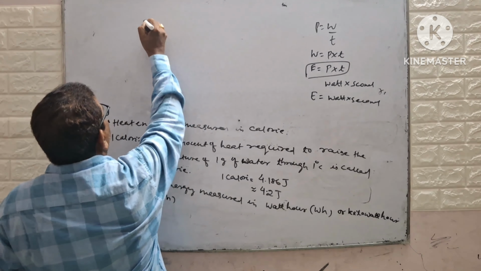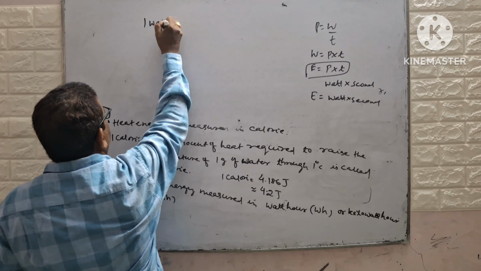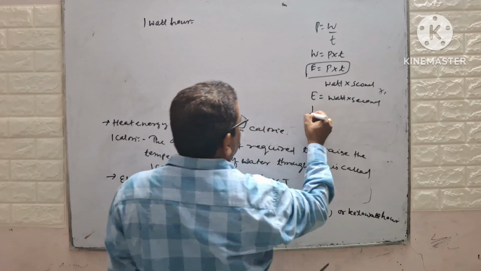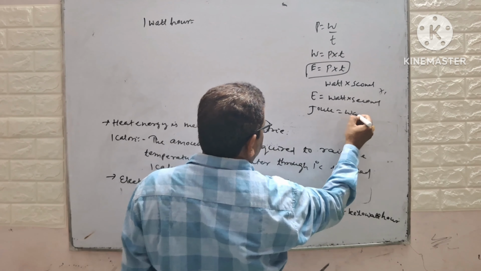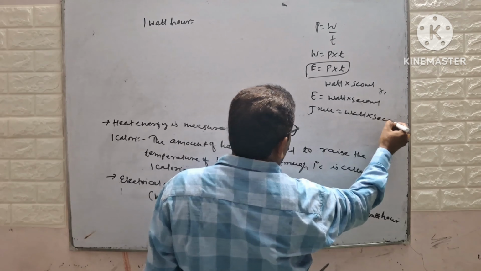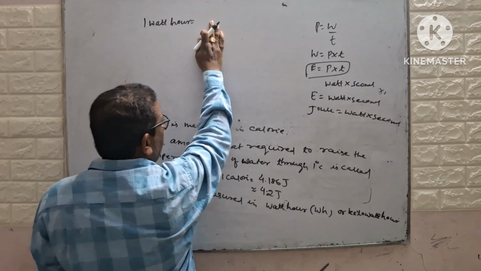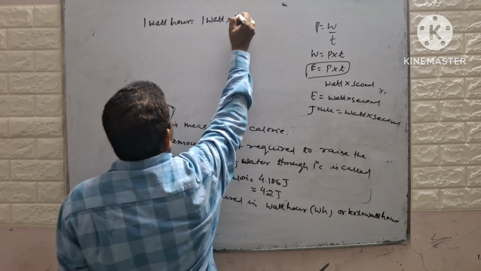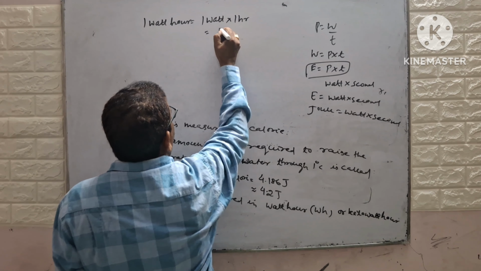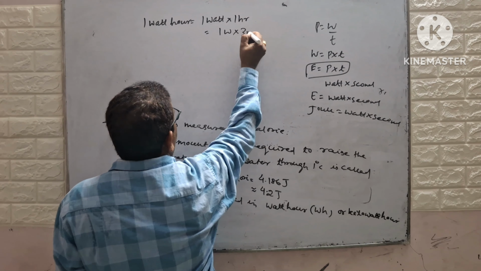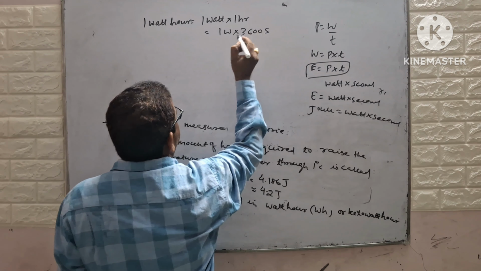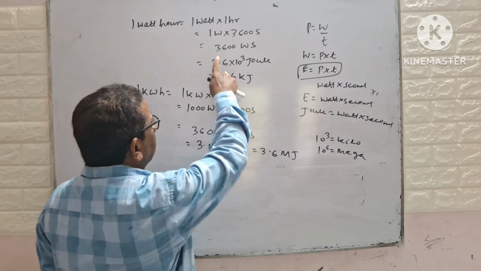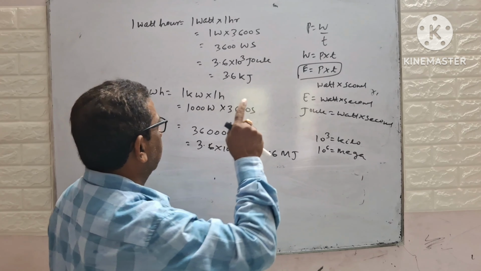Here, 1 watt hour means how many joules? Here joule equals watt into second. 1 watt hour equals 1 watt into 1 hour, or 1 watt into 3600 second, or 3600 watt second.